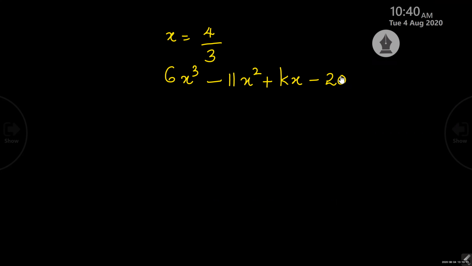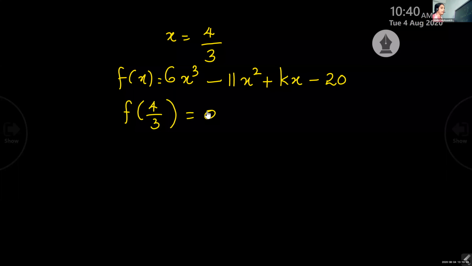X equal to 4 by 3 is a zero of the polynomial means that if this is a polynomial f of x, then f of 4 by 3 will be equal to 0. That means instead of x, if you are substituting 4 by 3, you will get the answer as 0. The answer you know already. X equal to 4 by 3. Okay?